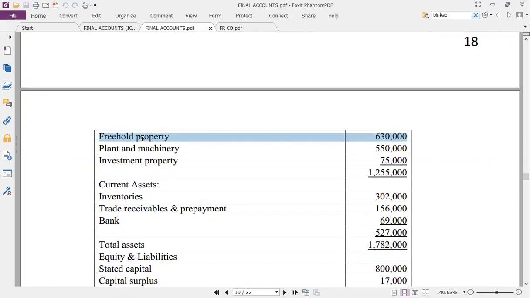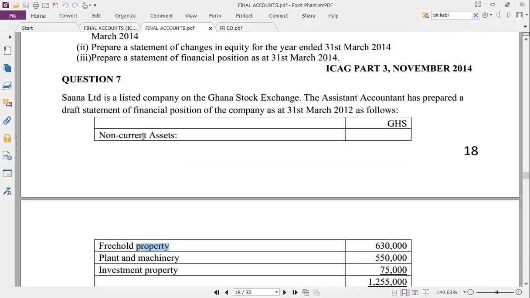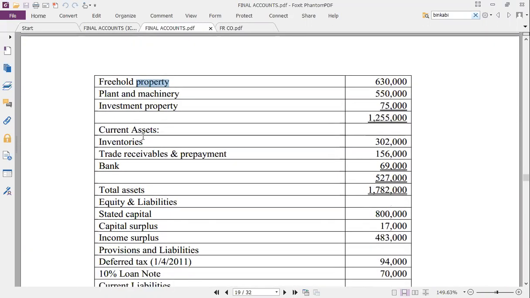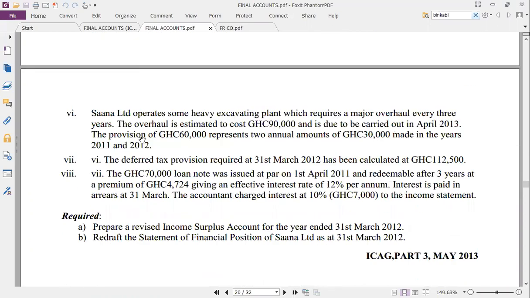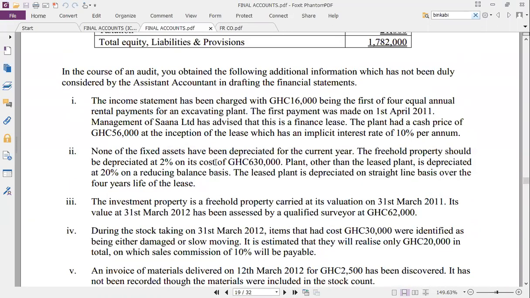It's stated 630. Good. They are telling us that it has not been depreciated, so the cost is 630. Let's read plants and other. Plants other than lease plants are depreciated at 20% on a reducing balance basis. So you don't even worry yourself. The amount stated there is the current value, so you just multiply 20% on the amount stated there.